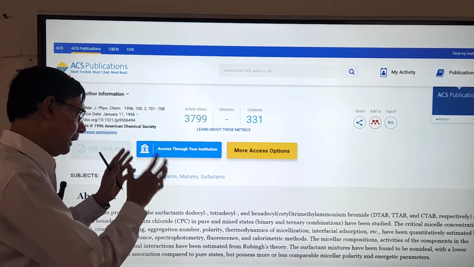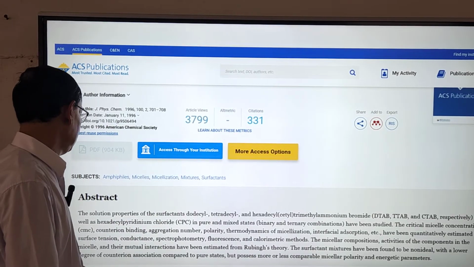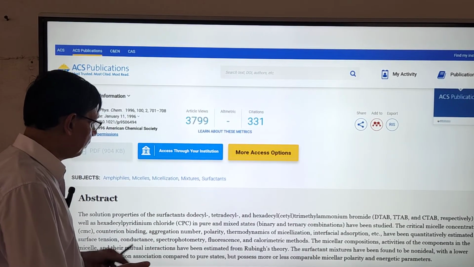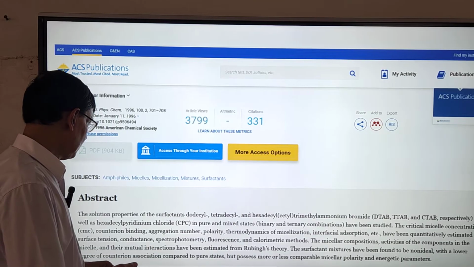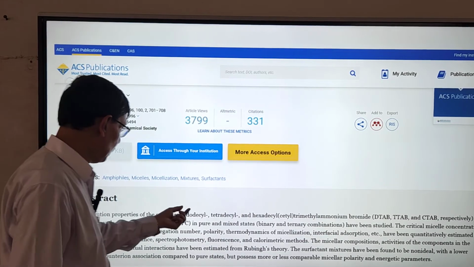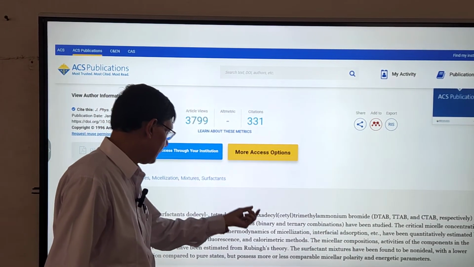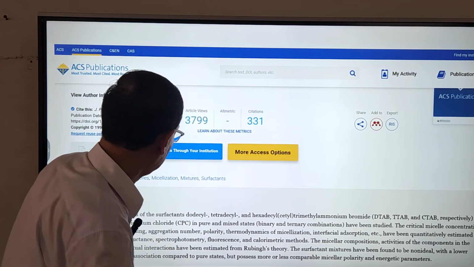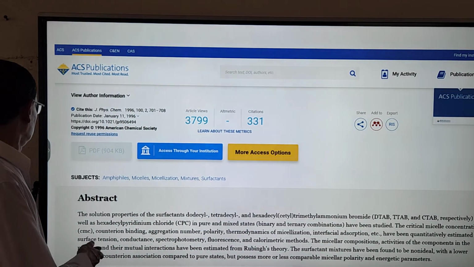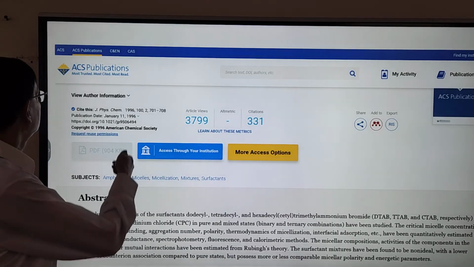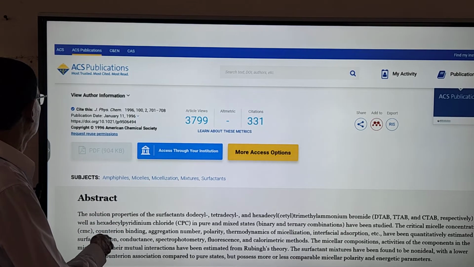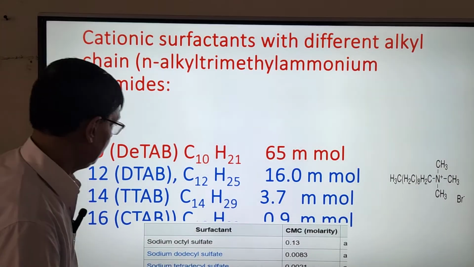Now after the head group, we want to see the effect of the tail group, that is the effect of hydrophobicity, like dodecyl, tetradecyl, hexadecyl, like that. So I am taking this from this research paper. See, this is very important.